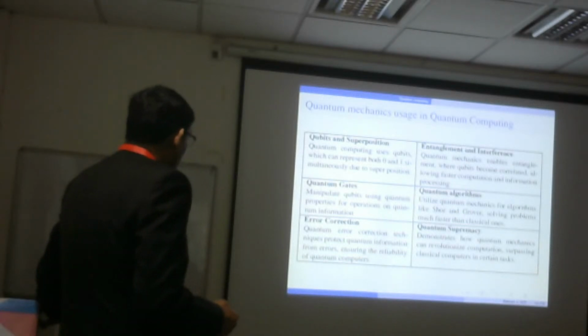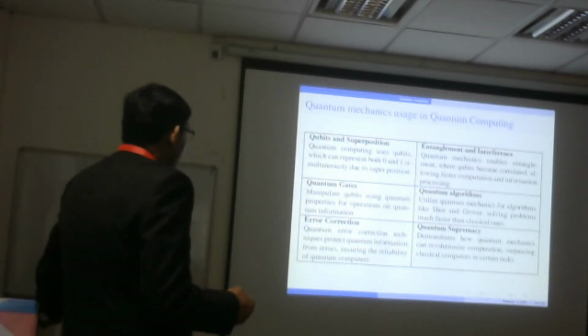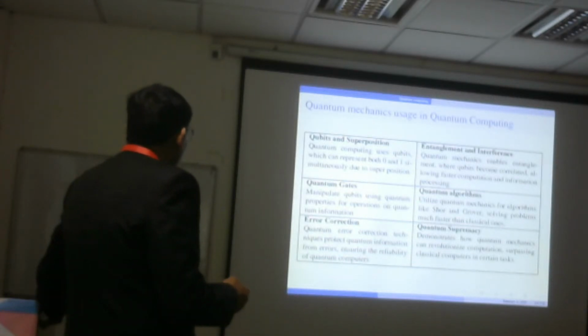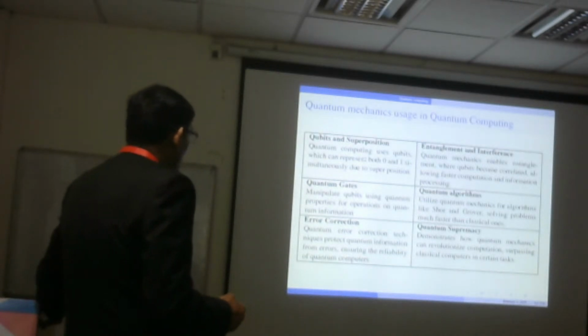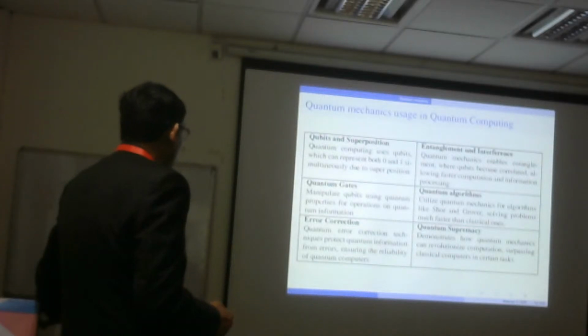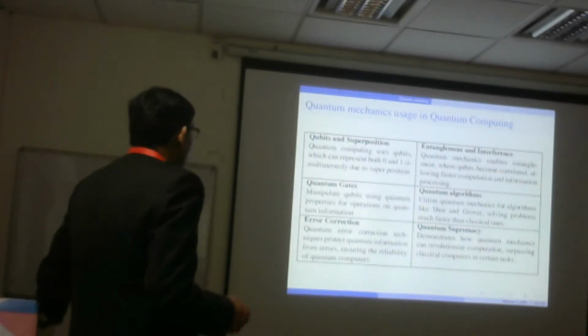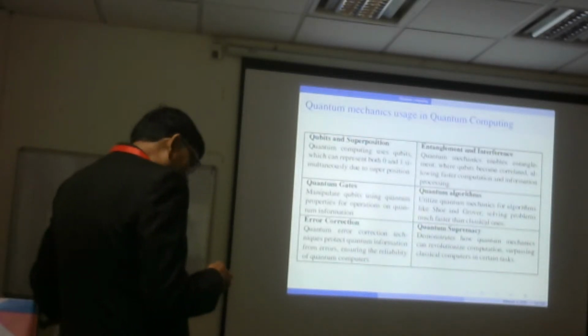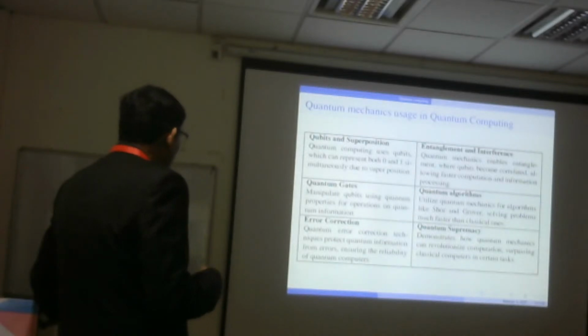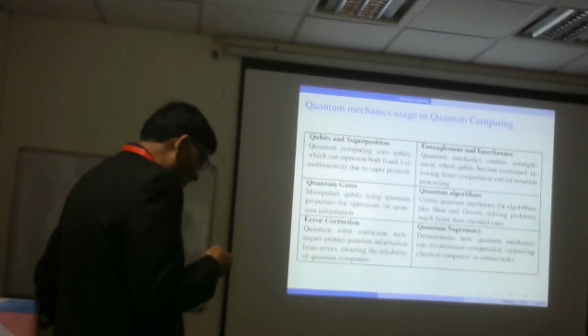They use the quantum gate. Here we have a certain advantage, like qubit and superposition. The main concepts in the quantum computer are the qubit and superposition. We use entanglement, interference, quantum gates, quantum algorithms, then error correction, and quantum superposition. So these are the important concepts in the quantum computer.